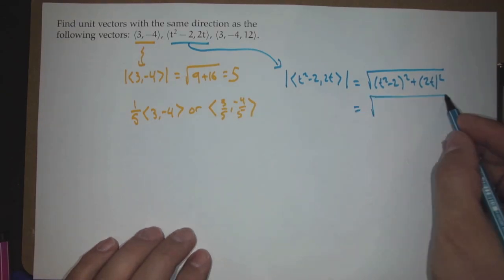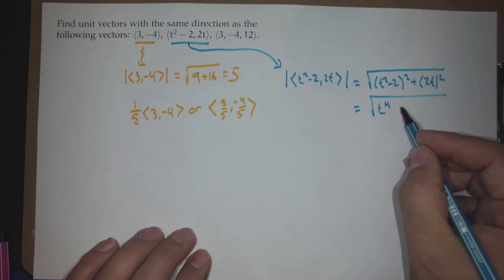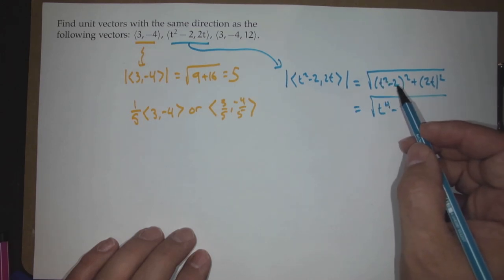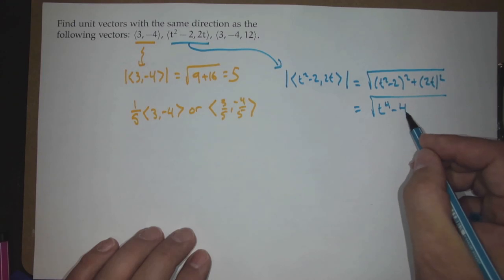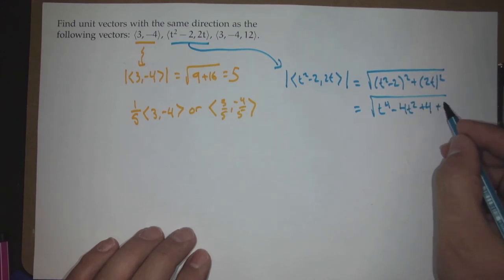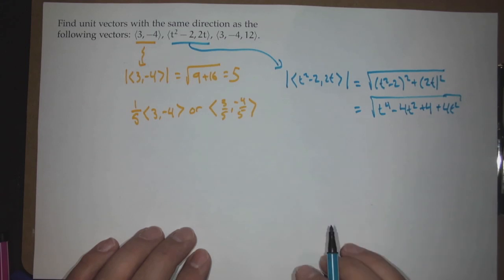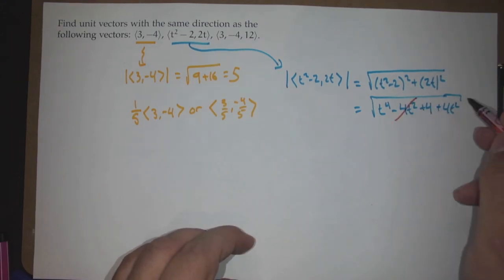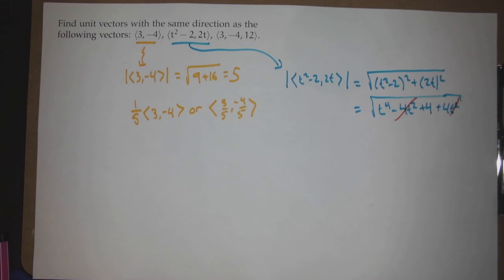Well, maybe things get nicer. T to the fourth. And then let's see, what's the cross terms? We have minus 4t squared plus 4 plus 4t squared. Ooh, that's nice. A little cancellation. A little cancellation never hurt anybody.